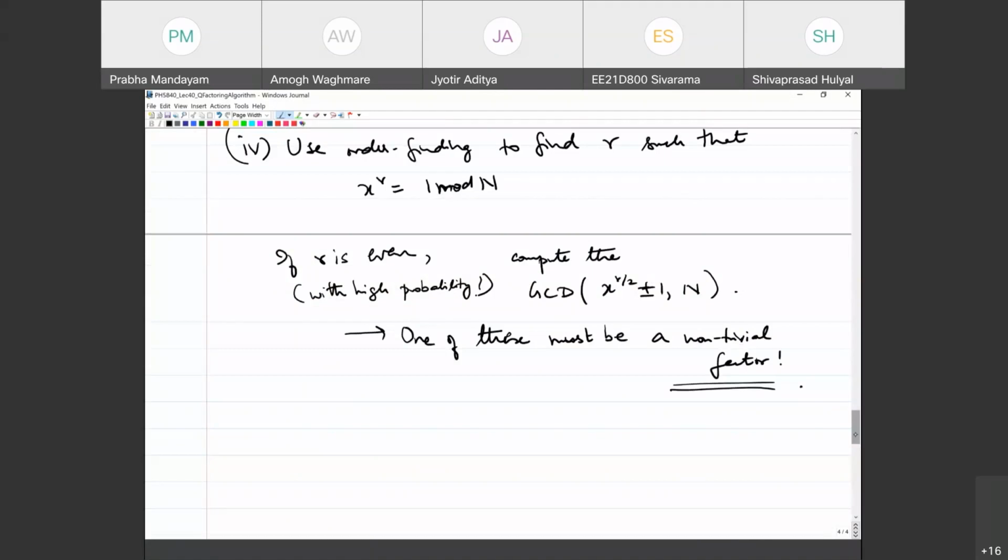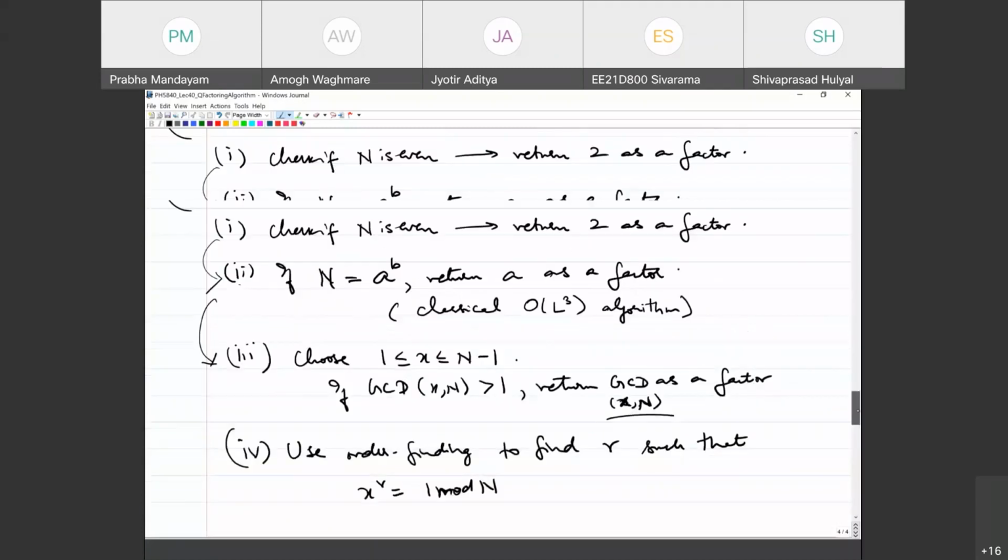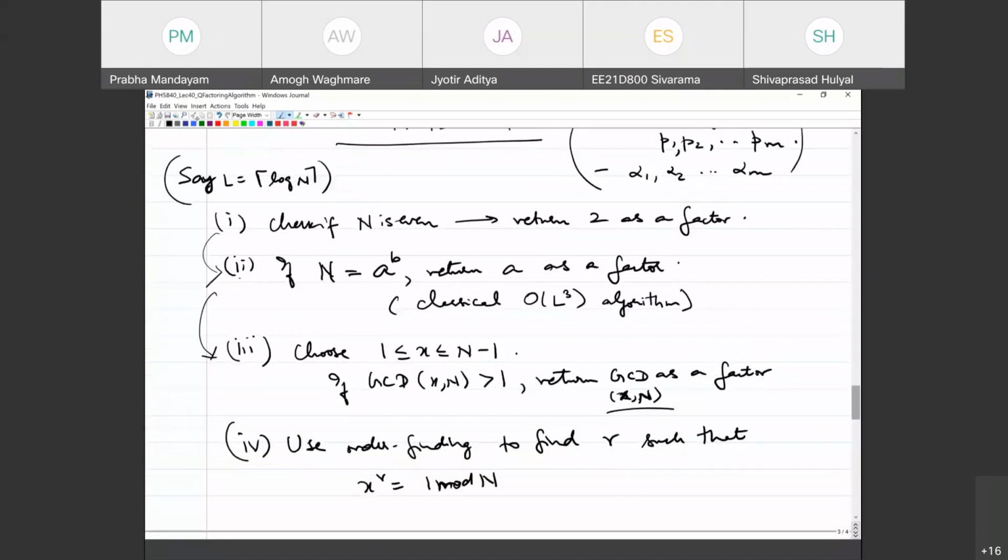So once again, regarding the performance of this algorithm, you see the main quantum steps. All the others are classical steps, right? So let me just mark this out. Steps 1, 2, 3 are all classical, right? And finding the GCD also can be done in order L cube, right? There is a famous algorithm, I think this is Euclid's algorithm, which finds the GCD efficiently between two numbers. So finding the GCD is also efficient classically.